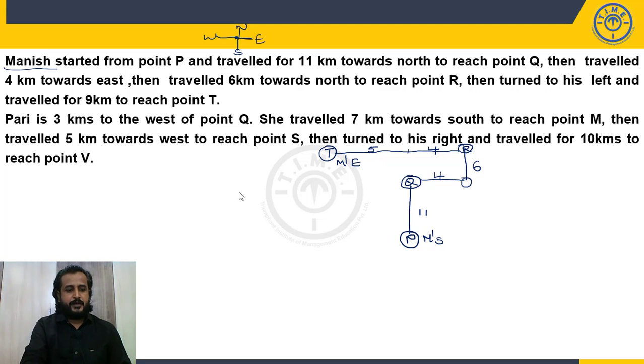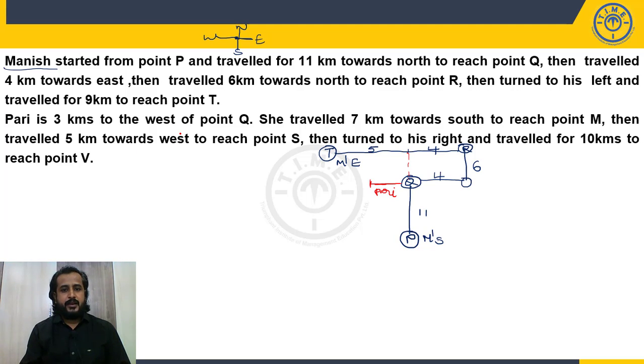Now, what else is given? Pari. One more person's path is also given. What is that? From where did he start? Pari is 3 kilometers to the west of point Q. From point Q, Pari is 3 kilometers on the west side. This is this side, 3 kilometers. And you know, till here it is already 4 kilometers. 3 kilometers means it ends before this line. So let us assume that this is 3 kilometers. So who is there here? Pari.